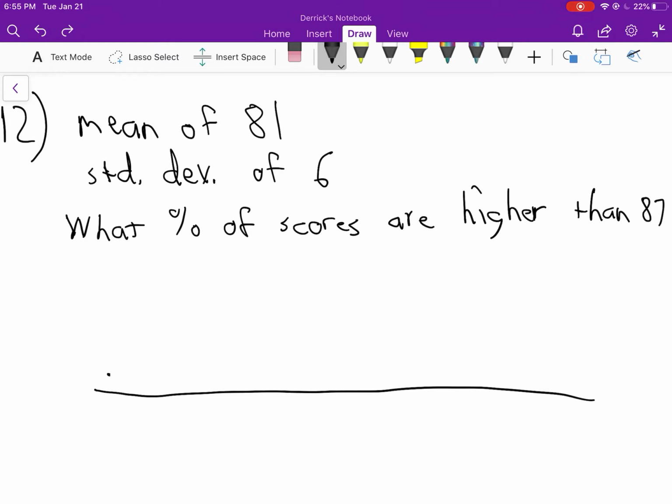Since it's normally distributed, we want to draw out that bell-shaped curve. Looks something like that, maybe a little bit better than that. Not the best, but close enough. Mean is your center, right? So say this is the middle of the graph, that would be 81.